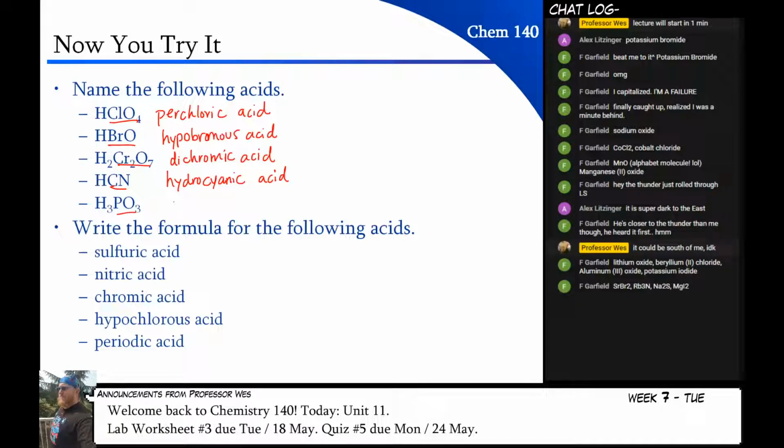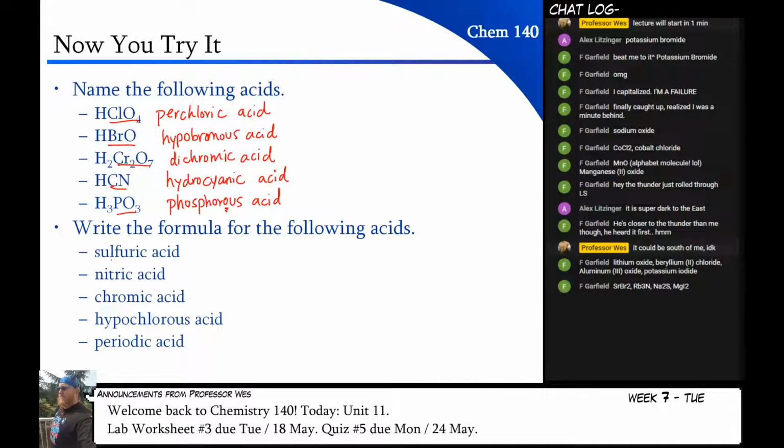PO3 is phosphite. It ends in ite, so it becomes phosphorous acid. Note that there is an O in phosphorous acid, as opposed to the regular element phosphorus, which does not have an O there. Be mindful of that spelling issue. That'll get you on Canvas.